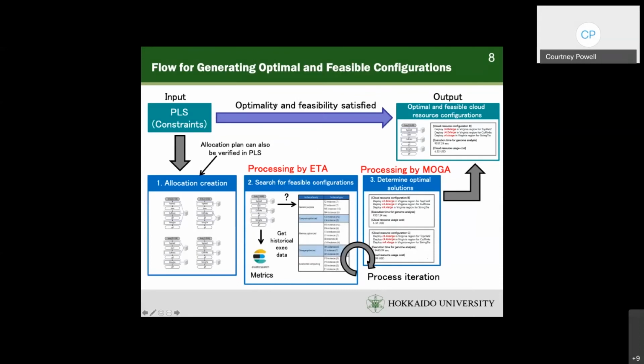So this is the actual flow for generating feasible configurations, where we have our PLS in the form of constraints. And from those constraints, we create allocations or configurations. And within those configurations, we search for feasible configurations based on historical data for the tasks, etc. And from those feasible configurations, we use MOGA to find the optimal feasible configurations.